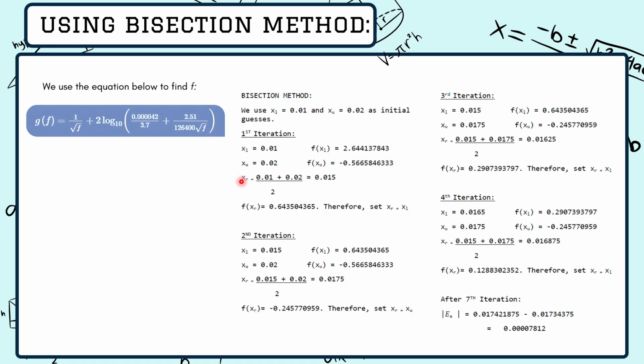Then we use the formula x sub r is equal to x sub l plus x sub u over 2 to determine the root x sub r. Then we input this value of x sub r into this equation to find the value of the function of x sub r, equal to 0.04350435. The f of x sub r is positive, therefore we set x sub r equal to x sub l.